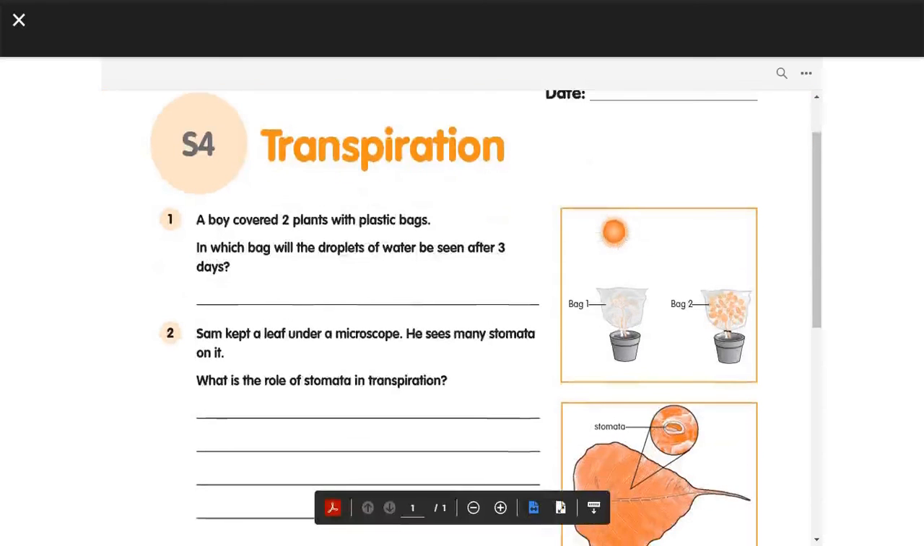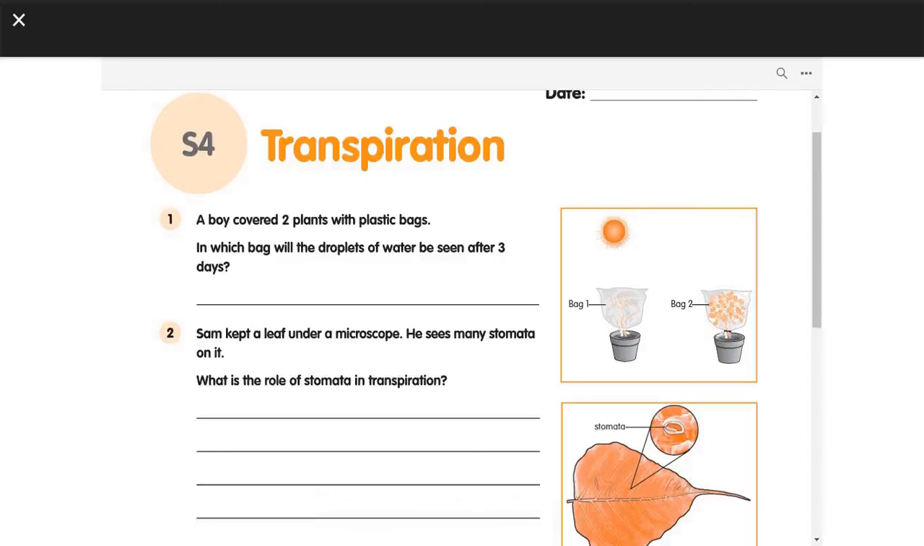Second question. Sam kept a leaf under a microscope. He sees many stomata on it. What is the role of stomata in transpiration?